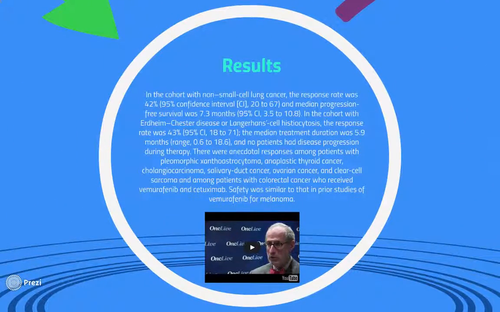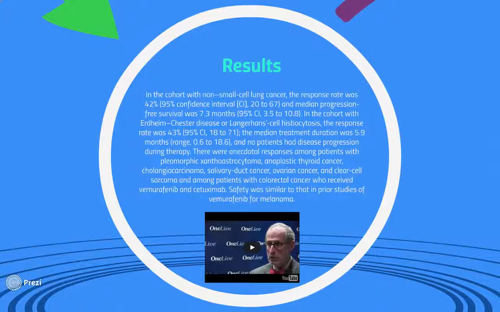Results. In the cohort with non-small cell lung cancer, the response rate was 42%, and median progression-free survival was 7.3 months. In the cohort with Erdheim-Chester disease or Langerhans cell histiocytosis, the response rate was 43%. The median treatment duration was 5.9 months, and no patients had disease progression during therapy.